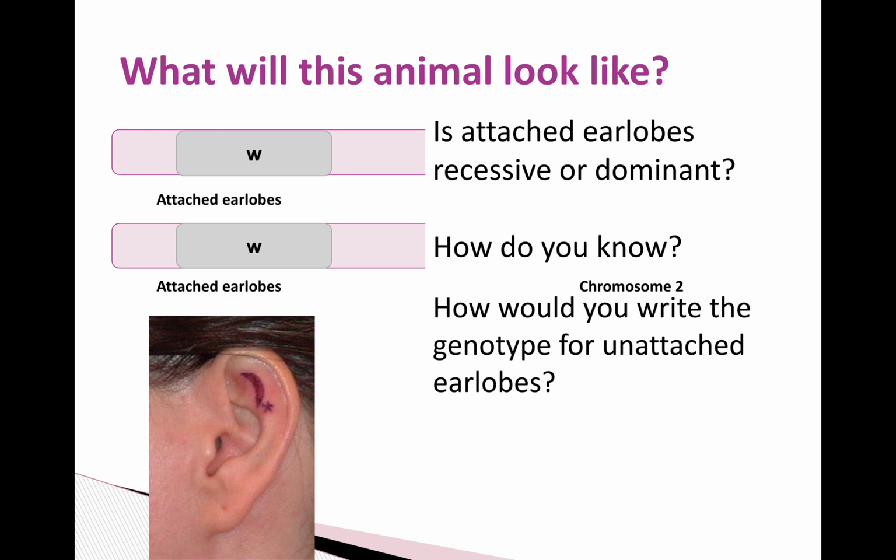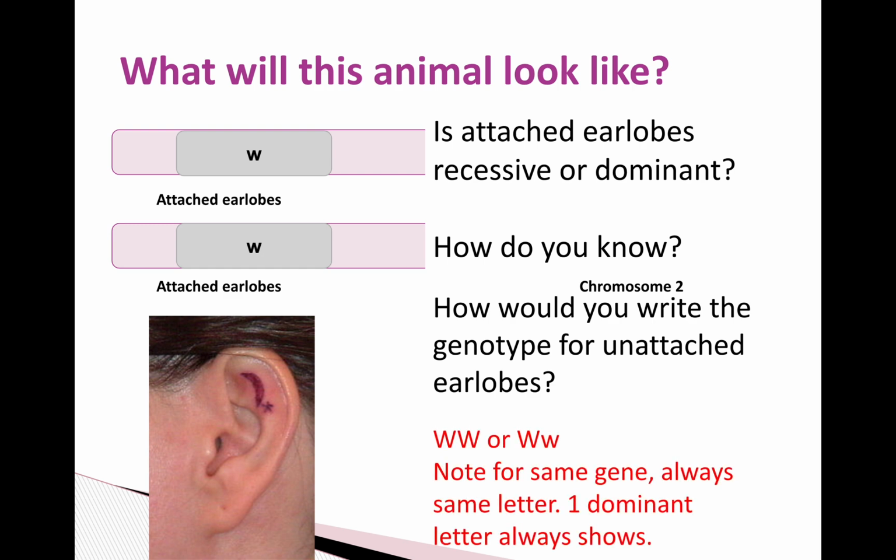How would you write the genotype for unattached earlobes then? So if small is attached, how would you write down unattached? Try that now. Hopefully you've written two letters. You have to use W because you can't change the letters. If the recessive is small, the dominant is capital. There's two ways you could write this. Capital, or remember it could be capital and lowercase, because in that case the capital always wins and you would still look like the unattached earlobes.